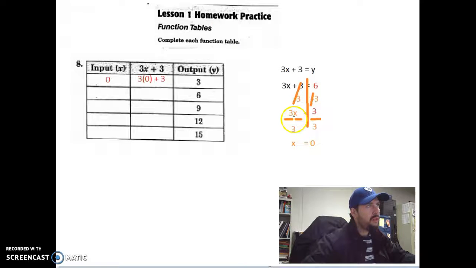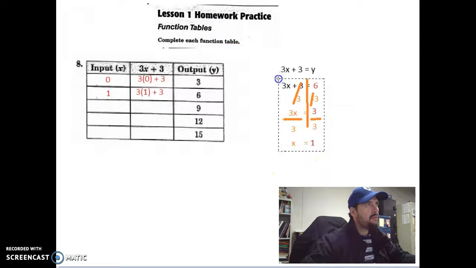Now I'm dividing by 3. I'm dividing by 3. And instead of 0, 3 divided by 3 equals 1. So that is our answer. So I'm going to put 1 right here. I'm going to say 3 times 1 plus 3. Let's see if that works. Well, 3 times 1 is 3. 3 plus 3 equals 6. So it works for us.